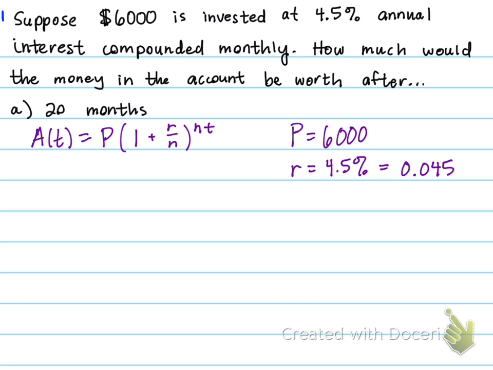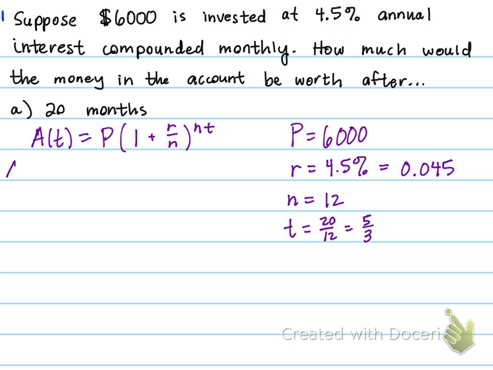Then it tells us that we're compounding monthly. So we know that monthly, how many months are in a year? Well, that's 12. So N is 12. And then it says how much would it be worth after 20 months? So we need to go through time. Time's going to be 20 over 12 because we're talking about 20 months over 12 months in a year. So in terms of that fraction, we're dealing with 5/3.